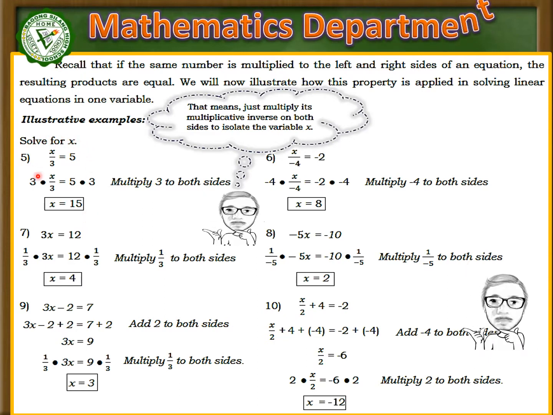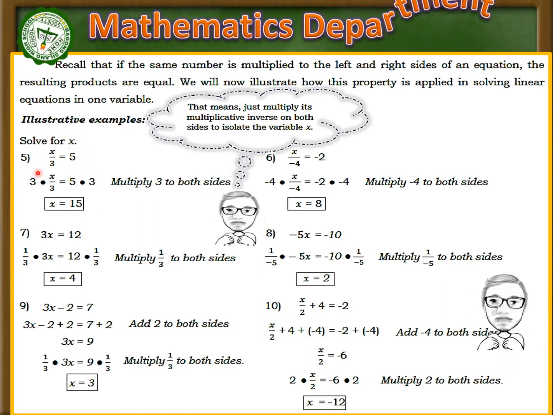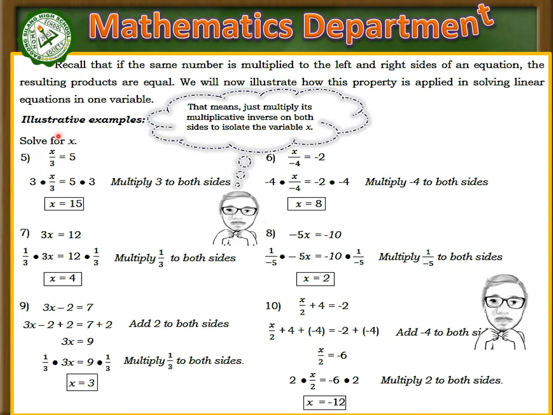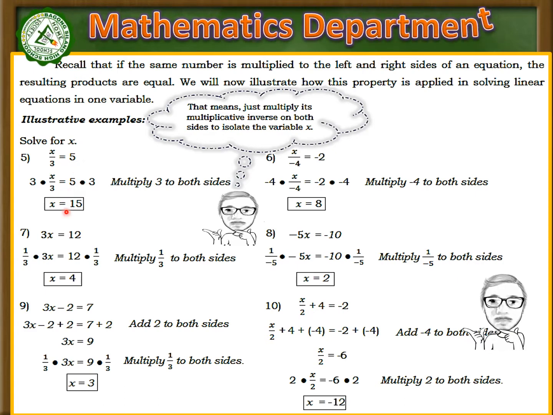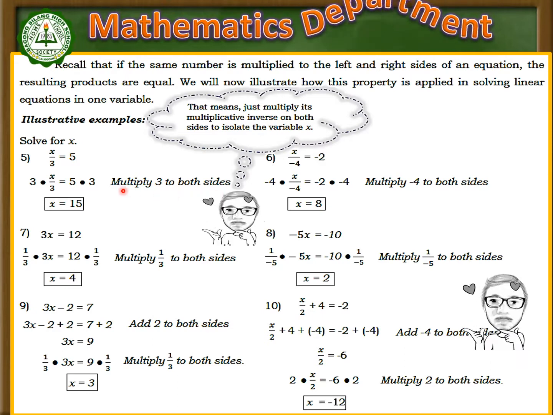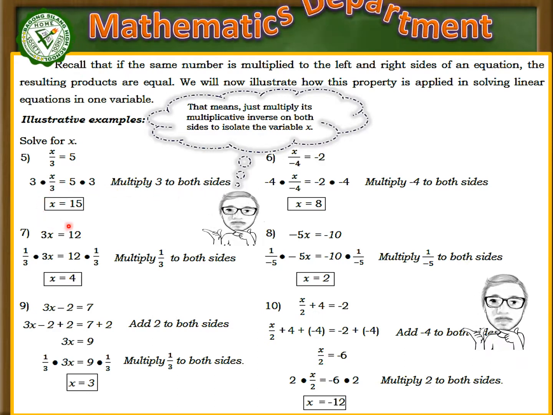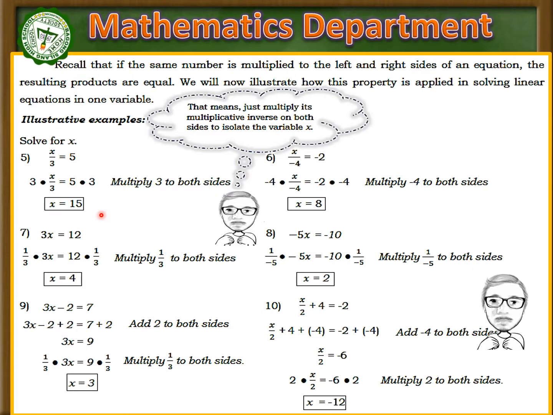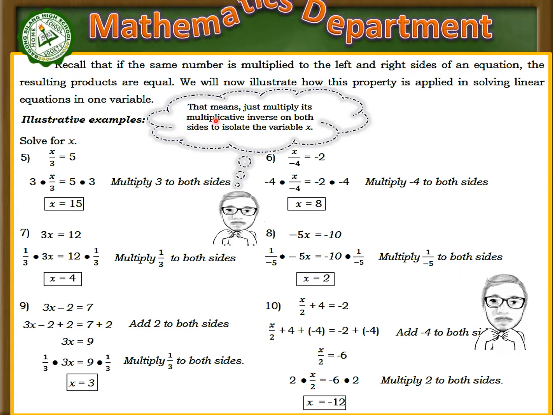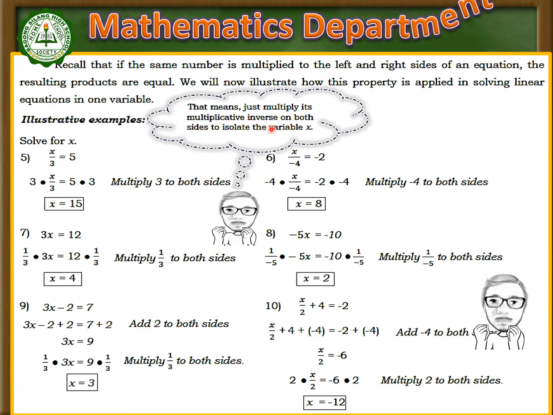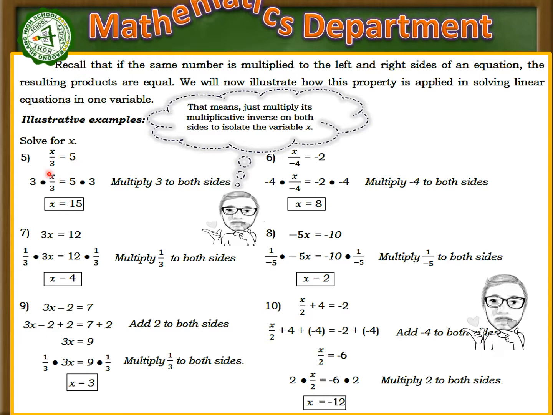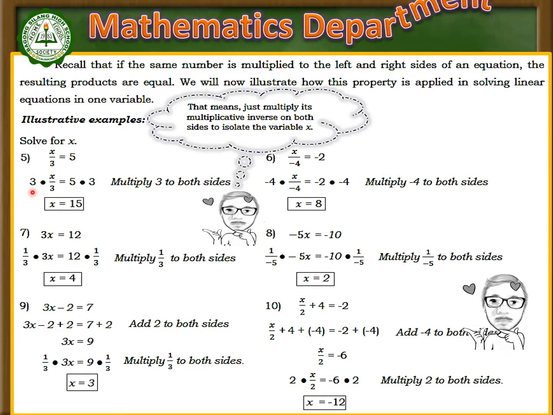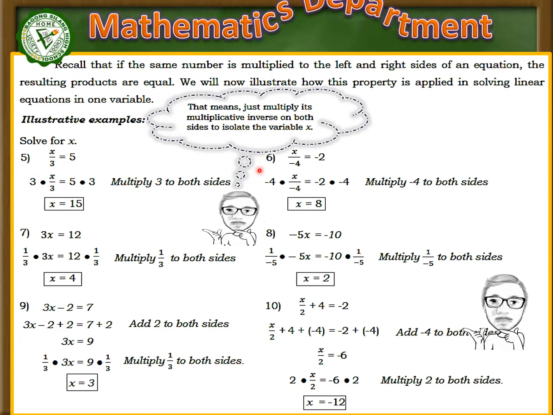Okay, let's go back to this example. You think of a number. Once you divide it by 3, the result is 5. Is it 15? Yes, correct. Applying properties of multiplication, you will arrive at the correct answer. And take note that it means just multiply its multiplicative inverse on both sides to isolate the variable x. What is the multiplicative inverse of 1/3? So that's 3. Okay? So how about number 6?